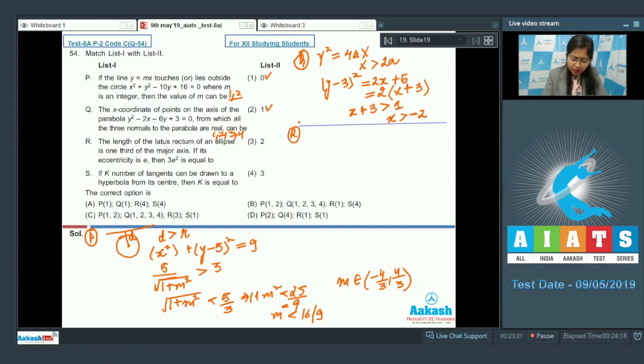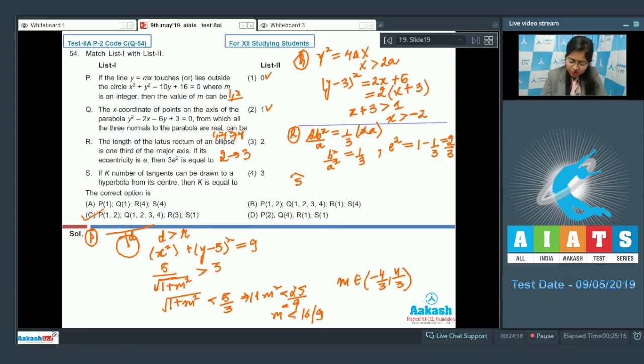Let's discuss option number R, which says that the length of latus rectum of an ellipse is 1/3 of the major axis. If its eccentricity is e, then we have to find 3e square. Now the length of latus rectum is 2b square by a. It is given to be equal to 1/3 of the major axis, that is 2a. So 2 will get cancelled. We will have b square divided by a square equal to 1 by 3. Now we know that e square is equal to 1 minus b square upon a square, that is 1 minus 1 by 3, so this is equal to 2 by 3. So we can say that 3e square is equal to 2. So the answer will be option number 3. So from the given options, only option C is matching, right?